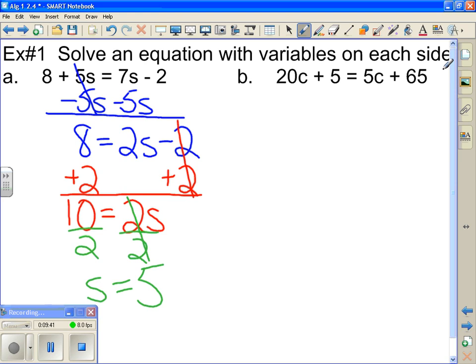20 seconds remaining. Need a little more time? Okay, 30 more seconds.